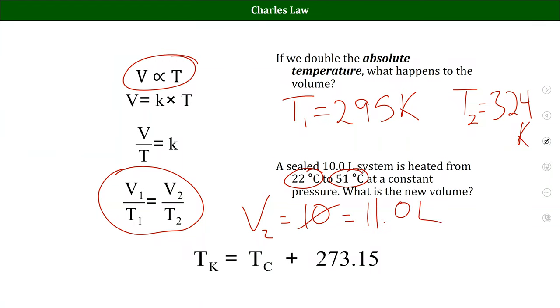Yeah. So just an illustration, we more than doubled the temperature in Celsius. But because we have to put it in Kelvin, doubling Celsius is not the same thing as doubling average kinetic energy, unless you're doubling it in Kelvin. If you went from 22 Kelvin to 51 Kelvin, your volume would more than double. But in this case, we just get about a 10% increase.